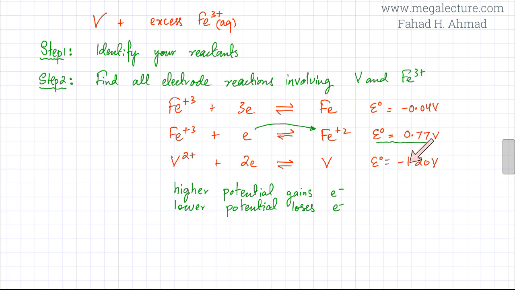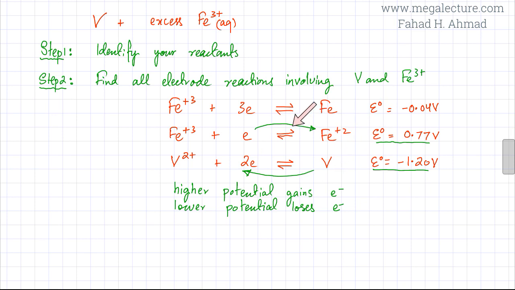Similarly, now I have to look at the lowest potential. The lowest potential is the one that's going to lose electrons. In this case, the lowest potential is coming out to be minus 1.20 volts. So this is the one that's going to lose electrons, and if it wants to lose electrons, it must go in the backward direction to lose electrons. And I need to ensure that the reactant in this electrode, vanadium, the one that is losing electrons, is also present as my reactant. So I'm going to select both equations.